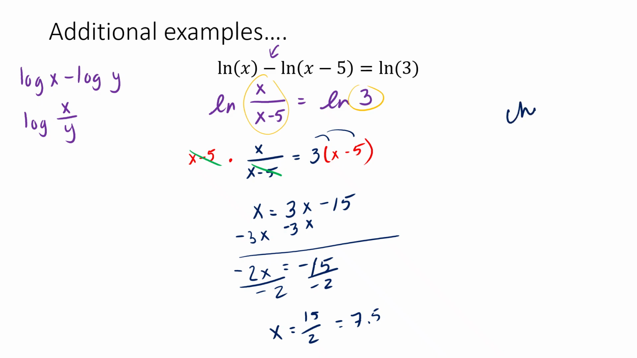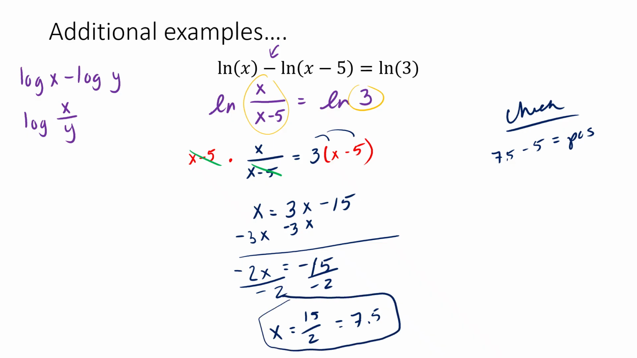So our check is something like this. Since this is a positive number, the first log checks. Okay, now this one, we're going to take that number and subtract 5. So what we want to be careful about there, 7.5 minus 5, that is positive, and so my answer does check. There we go.